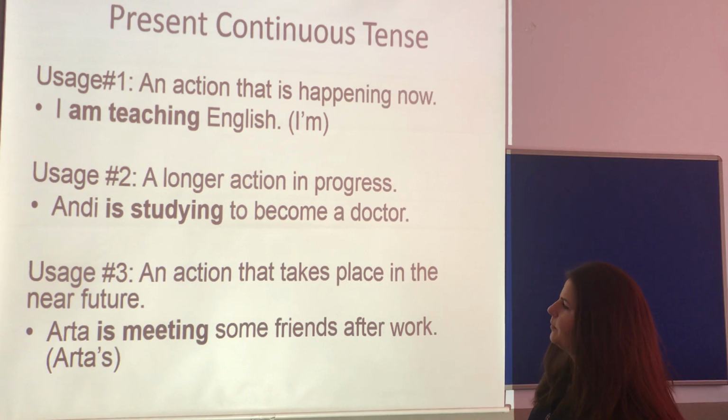Usage number 3. Arda is meeting some friends after work. After work refers to the near future. And let's analyze the sentence. Arda is meeting some friends after work. Arda is the subject. Is is the verb to be for the third person. Arda is a she. So she is meeting some friends after work. The short form or the contraction for Arda is is Arda's.